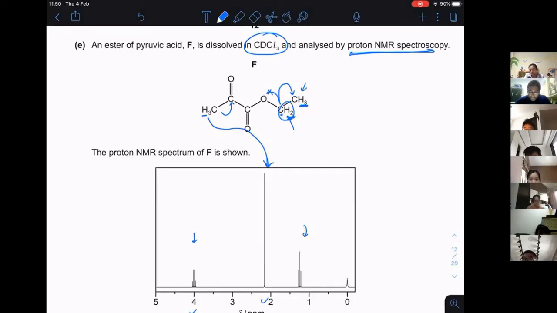For which one? For this hydrogen? No, you must look at the carbon next to it. 4. So 3 plus 1, which is 4. So you need to look at 4. So this one has 4 splitting. So the one responsible for this proton will be this one.